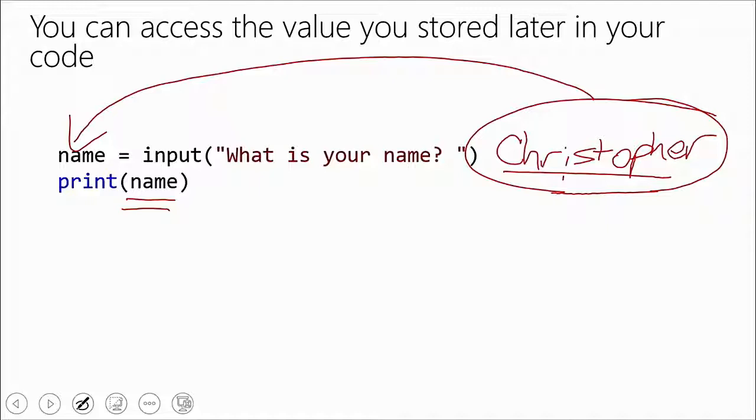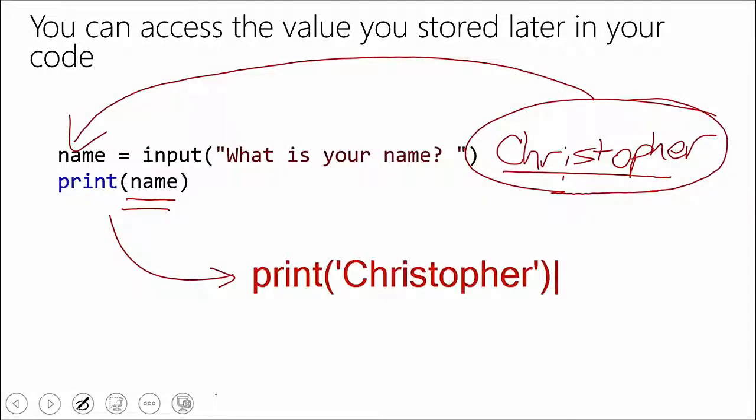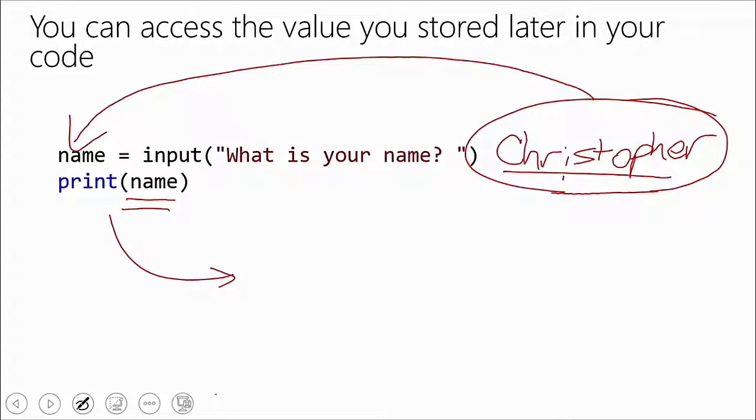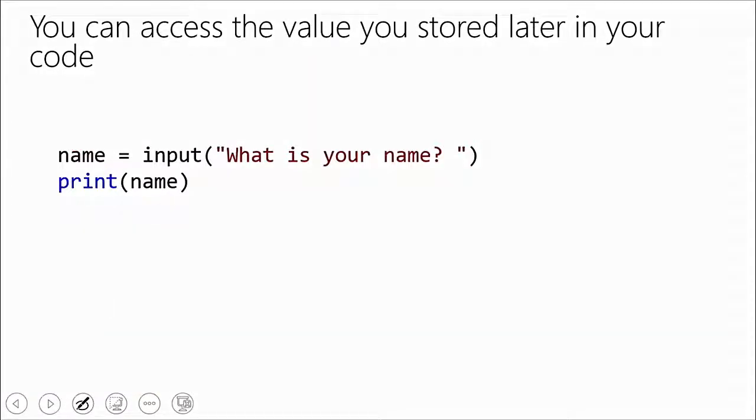Okay, makes sense. So this line of code right here would be equivalent, and I'm going to do it with ZoomIt because it'll be a little bit easier for me to do. This would be equivalent to me typing out print Christopher. Those two lines of code are equivalent. Why? Because name is simply that placeholder for, in our case, Christopher, because that was what the user typed in.